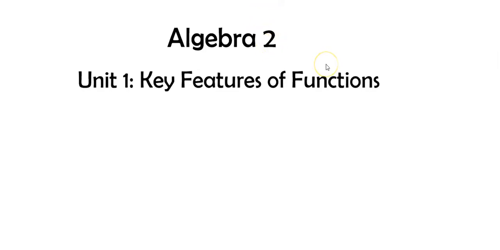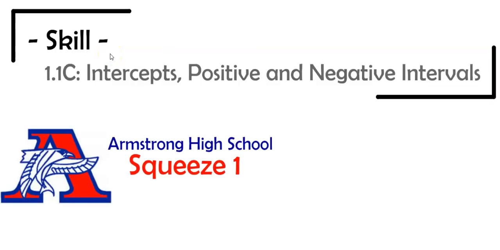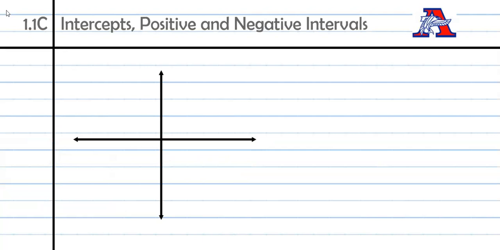Hey Squeeze students, we are halfway through the Algebra 2 unit number 1, still talking about key features of functions, and we're going to move on to intercepts and then positive and negative intervals. And once again, you're going to need 4 graphs for your notes, so make sure you have those. We're going to use those for the examples.